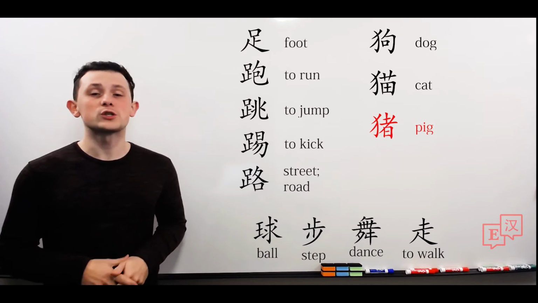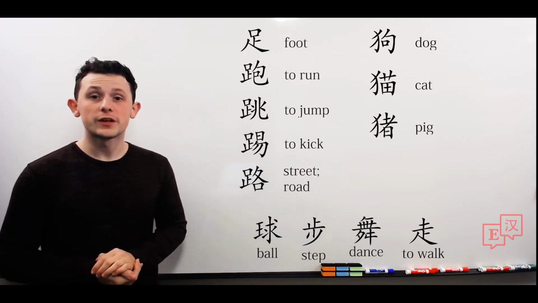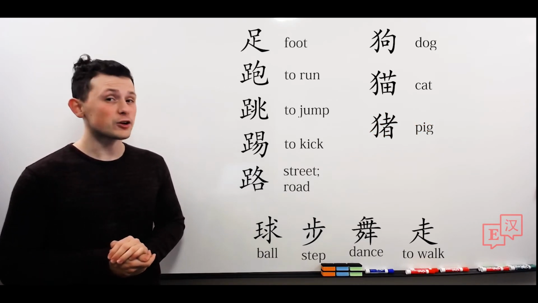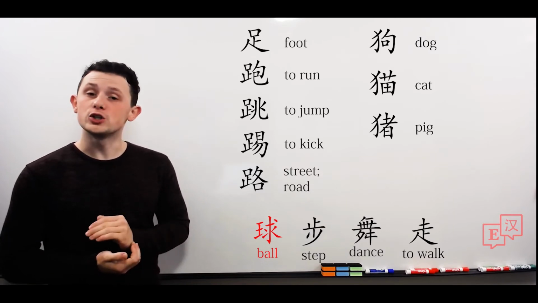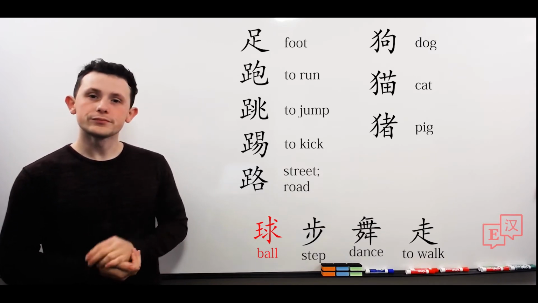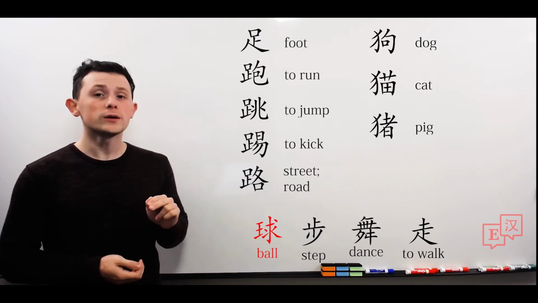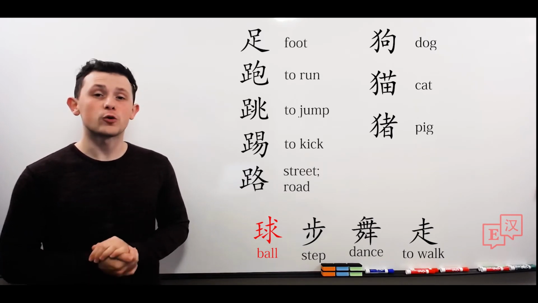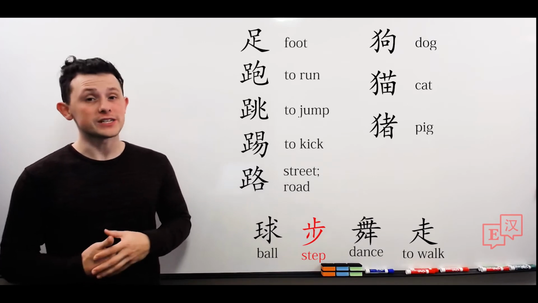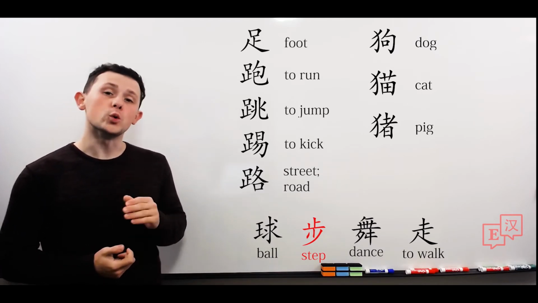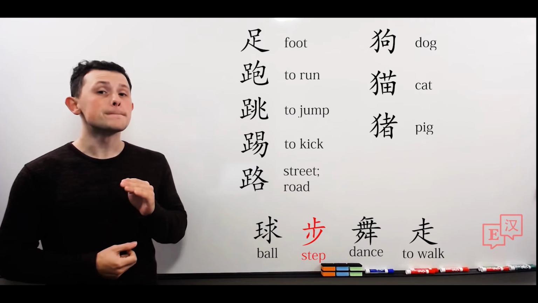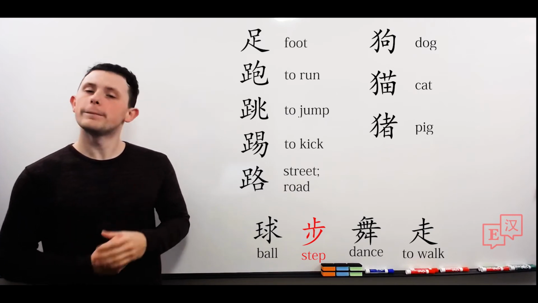Now, before we go into words, we have 4 more characters to learn. The first is the character for ball or sphere, pronounced qiu. Qiu. Next, we have the character for step, as in a footstep, pronounced bu. Bu, just like no.